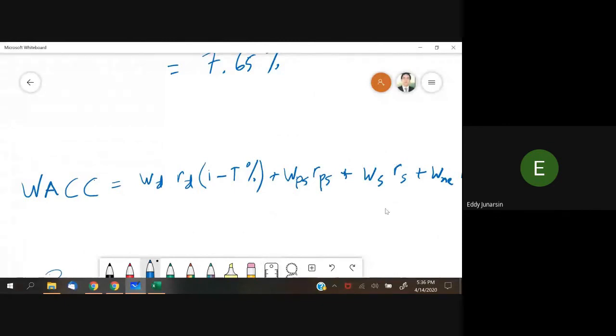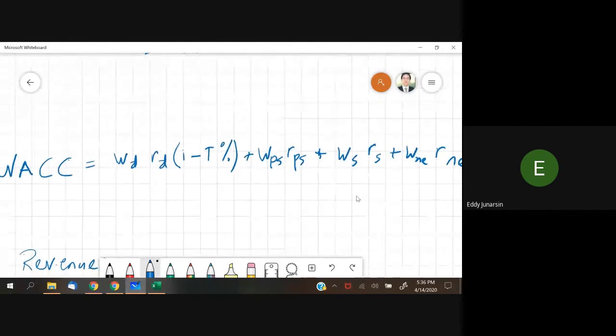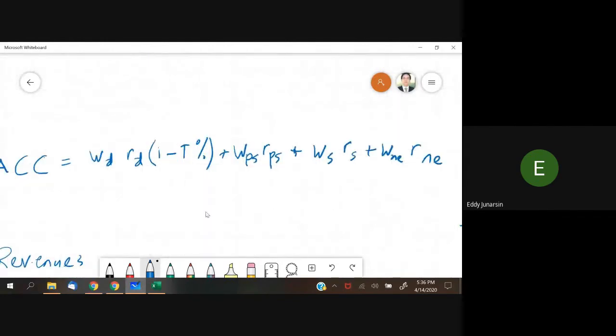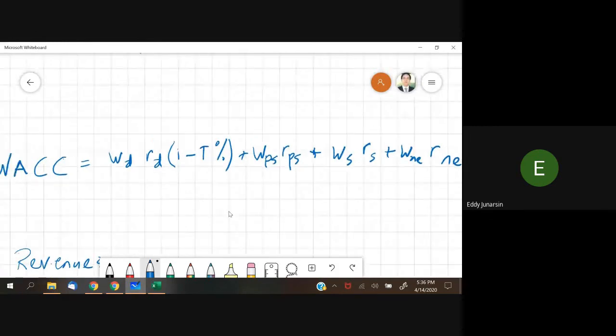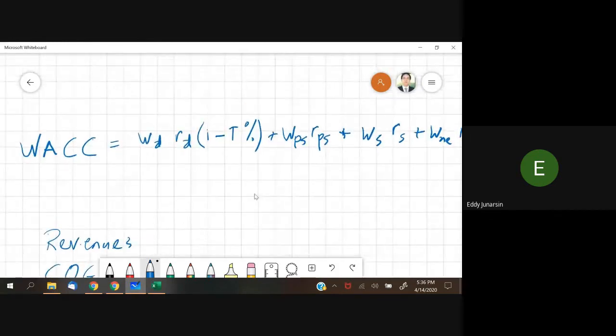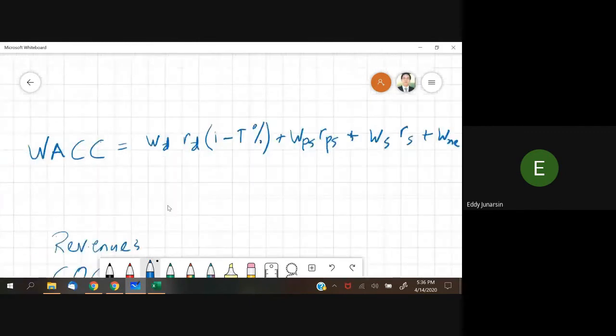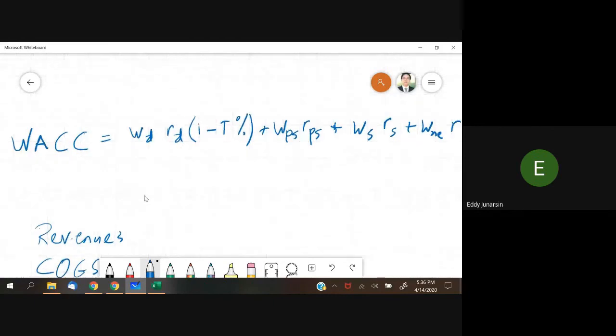Or the famous term, right? WACC, that we will always use in business valuation, in feasibility studies, or anything like that. Okay, so again, this is the weighted average cost of capital, because we find the cost of capital by weighting all components by their weights. Right? Okay, one last thing before we finish our session.